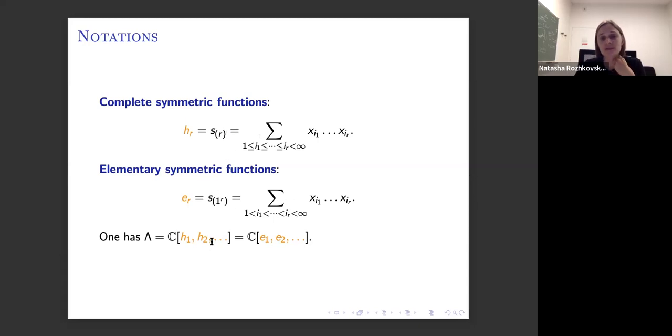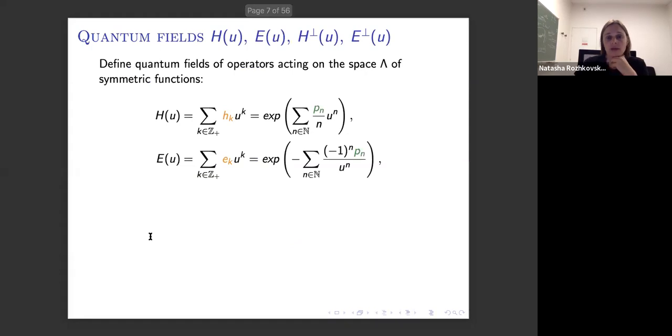And we will need complete symmetric functions, which are given by this formula, and elementary symmetric functions, which can also be considered as generators of the ring of symmetric functions as a polynomial ring. And here we will do everything in terms of generating functions or quantum fields. For each symmetric function, we can associate the operator of multiplication by this function, and this we will do for h's and e's. These will be quantum fields that will appear in many definitions. So I ask you also to pay attention to these ones.